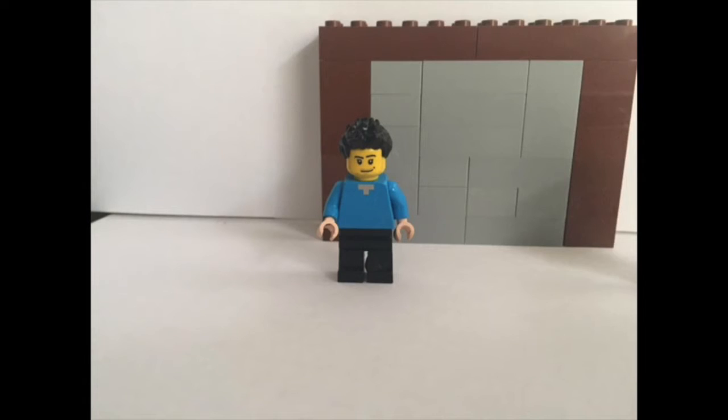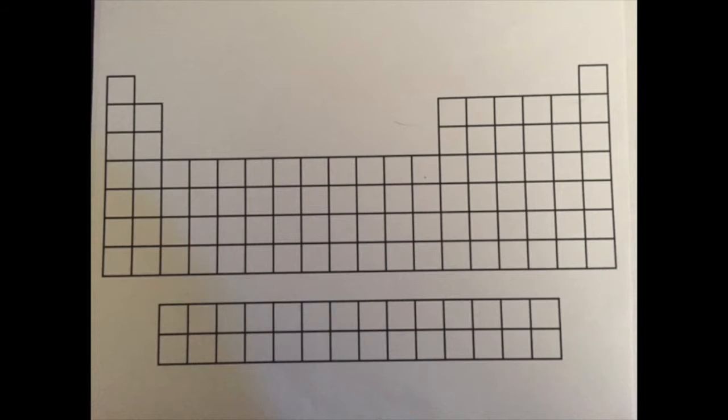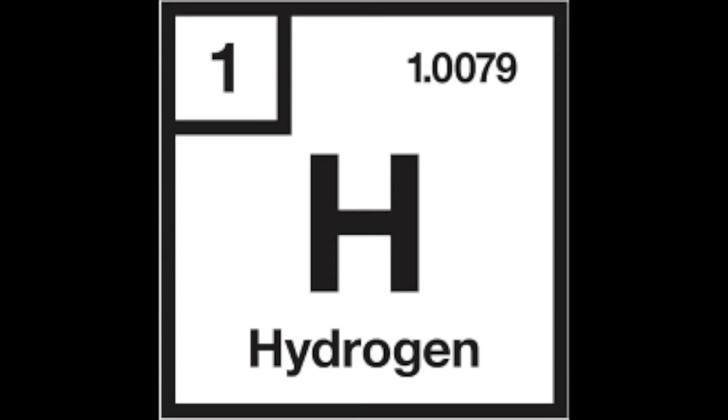So a brief history of the periodic table goes like this. Back in 1869, one guy named Dmitri Mendeleev made the first periodic table. At first he made the periodic table based on atomic mass, such as hydrogen, which has the lowest atomic mass on the periodic table, with a mass of 1.0079.